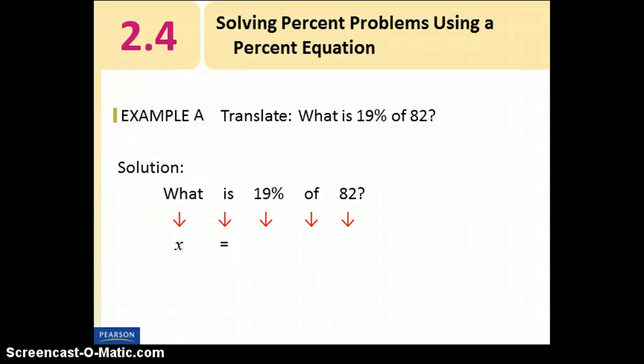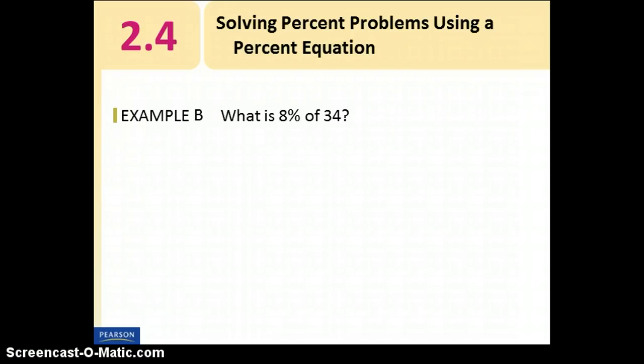The 19% must be converted to decimal form before we place it into the equation. So it becomes 0.19. We translate the word of to a multiplication symbol. And then since 82 is not a percent, we keep it in its current form. This is the process of translating the percent question into an equation.